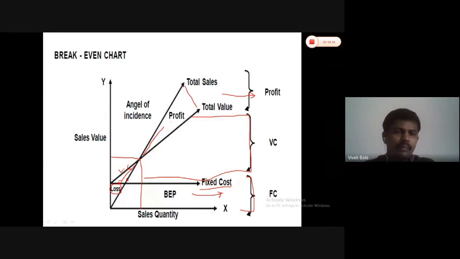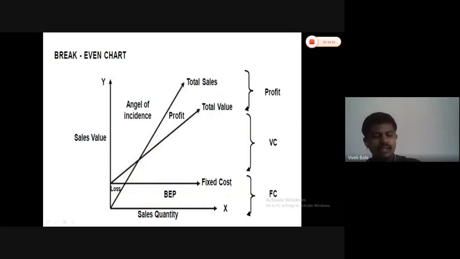Actually, the break-even point totally depends on a few assumptions. What are the assumptions? The first assumption of the break-even chart is, as the sales increase, variable cost also increases. The second assumption is fixed cost always remains fixed. It never changes as per the increase or decrease in volume of activity. So these are the few assumptions of the break-even chart on which the entire break-even point is based.